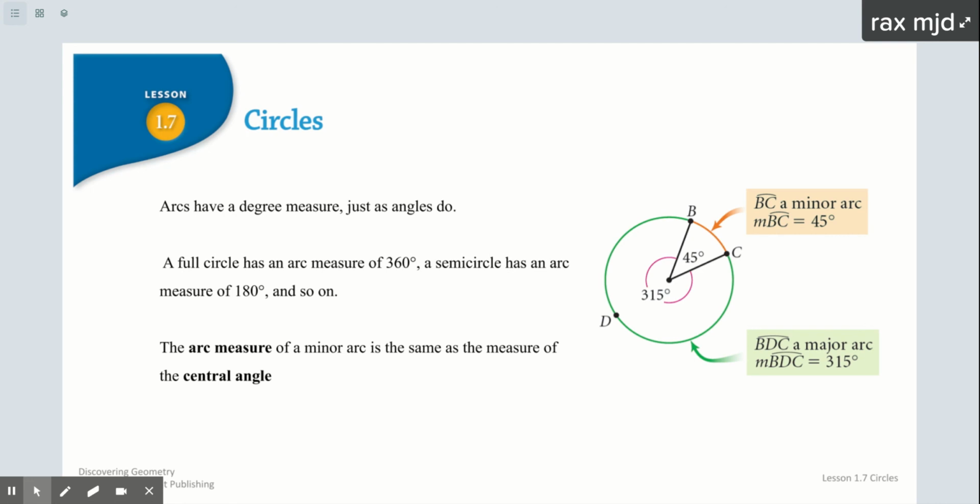So this 45-degree angle that you see, the center is not named here with a letter, but the vertex of that 45-degree angle is the center of the circle. That is a central angle because its vertex is at the center. It measures 45 degrees. So the measure of this arc, BC, is also 45 degrees. And the same thing is true for this major arc. Since this central angle is 315 degrees, that means this arc is also 315 degrees.